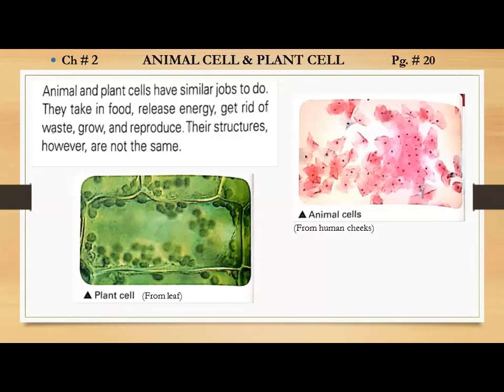For example, the cells in your cheek will be quite different from those of your skin, and the cells of the skin will be quite different from those of your eyes, and the cells of your eyes will be quite different from those of your tongue, and the cells of your tongue will be quite different from those of your legs. So different organs have different types of cells. Similarly, the cells of the leaves will be quite different from the cells of the stem, and the cells of the stem will be quite different from the cells of the roots. So different organs have different types of cells, and we will compare them accordingly.